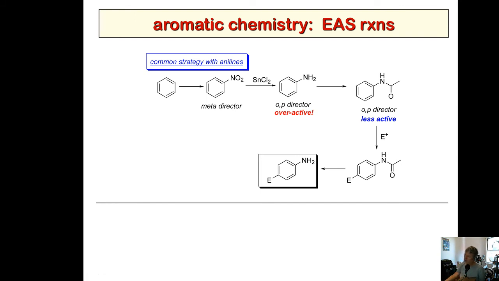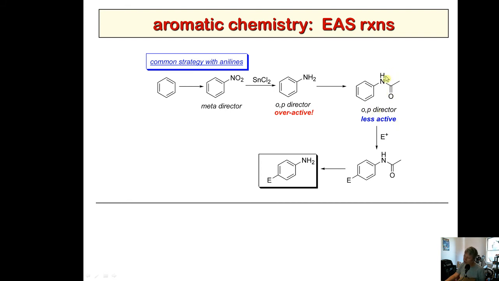This just shows we have all these strategies we use, common aromatic strategies. For example, we can nitrate. It's a meta director, and then we can reduce with H2 palladium or tin chloride, SnCl2, and that gives us an overly active ortho-para director, right? We went from a meta director to an ortho-para director, but this is overly active. So what we did was we made an amide, and then it's a less active ortho-para director.